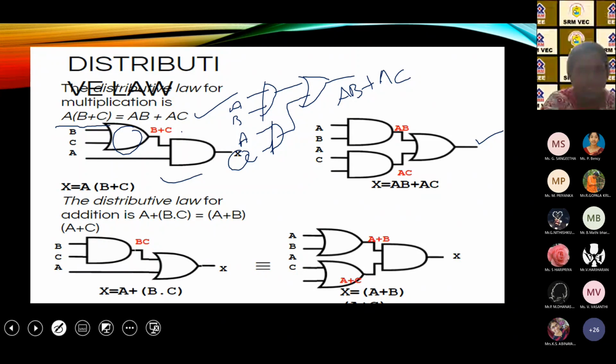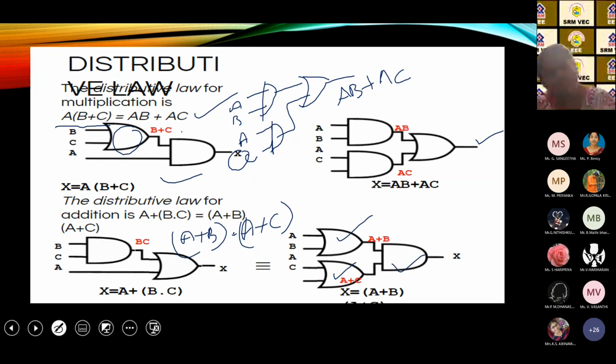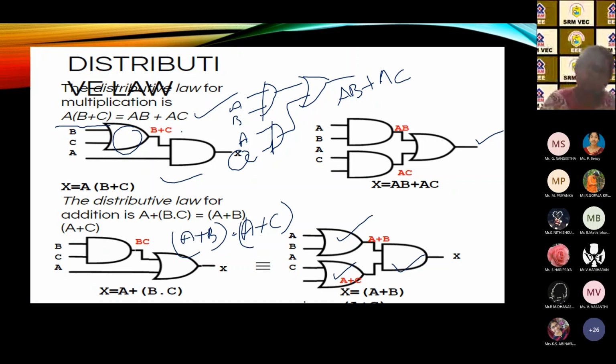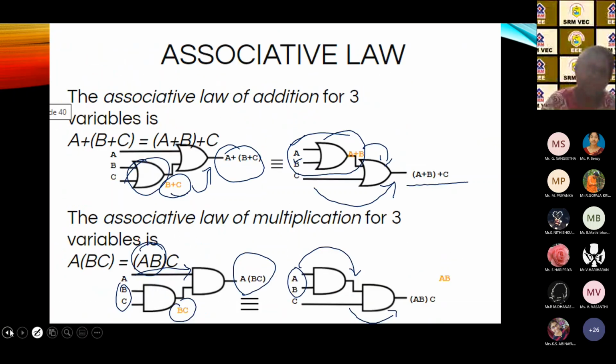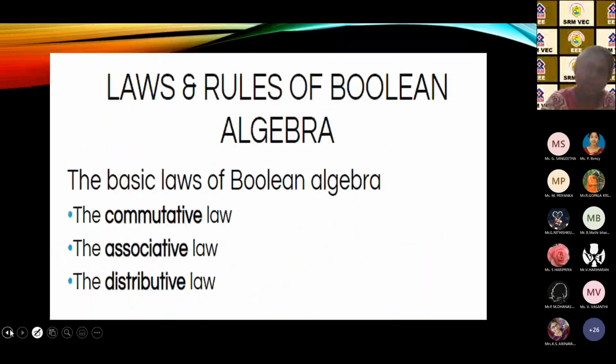Similarly, for the multiplication also we can go for this: A plus B dot C is equal to (A plus B) into (A plus C), and then this one is the AND of these two. So the Boolean algebra satisfies the commutative law, the associative law, and the distributive law.